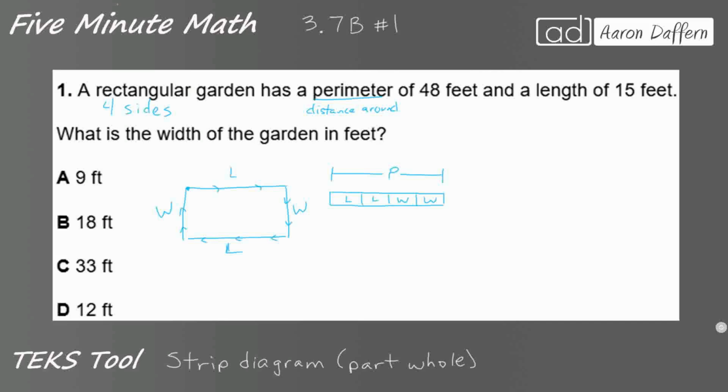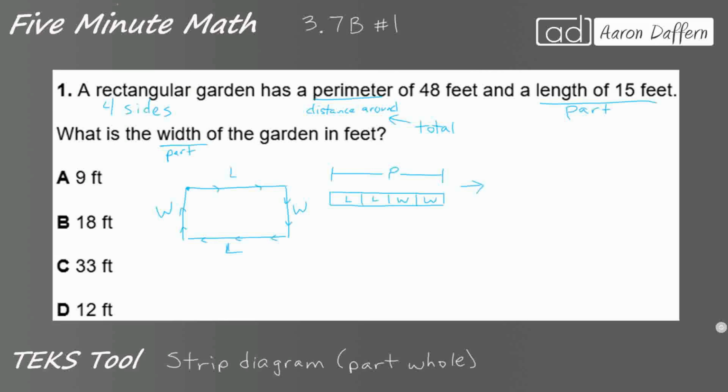Now, in this particular problem, I'm given some of the information. I'm given my perimeter. So this is, as we've noticed now, going to be my total or my whole. And I'm given the length. So this is going to be a part. And I'm looking for another part. I'm looking for the width. So this is going to be a part whole. And here's what it's going to look like.